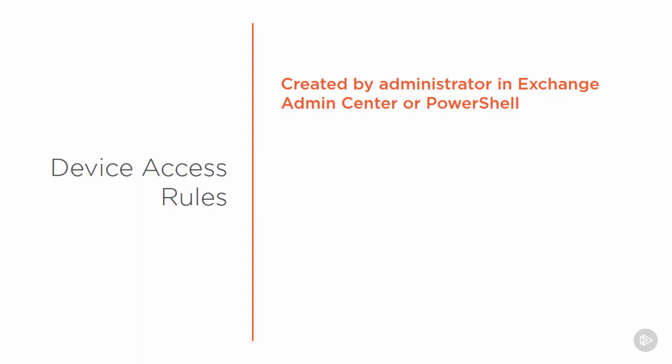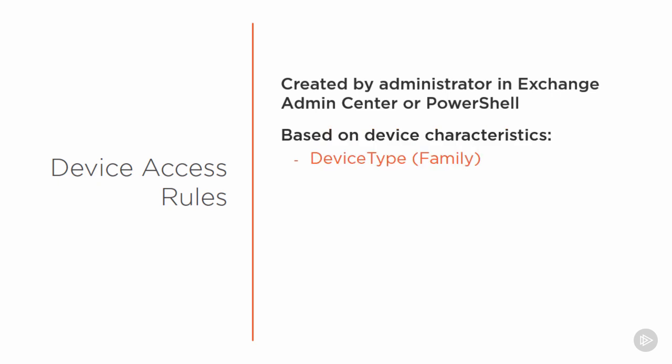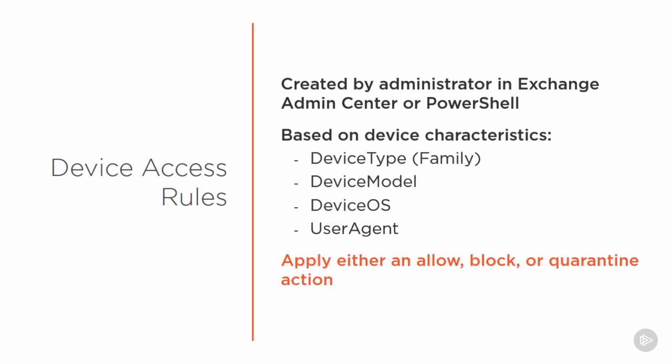Device access rules are created by administrators in the Exchange Admin Center, or they can use PowerShell to do it. Device access rules are based on device characteristics, and there are 4 characteristics that you can use. The first is device type, which is also called family, device model, device OS or operating system, and also the user agent. Device access rules can apply either an allow, block, or quarantine action when they match a connecting device.